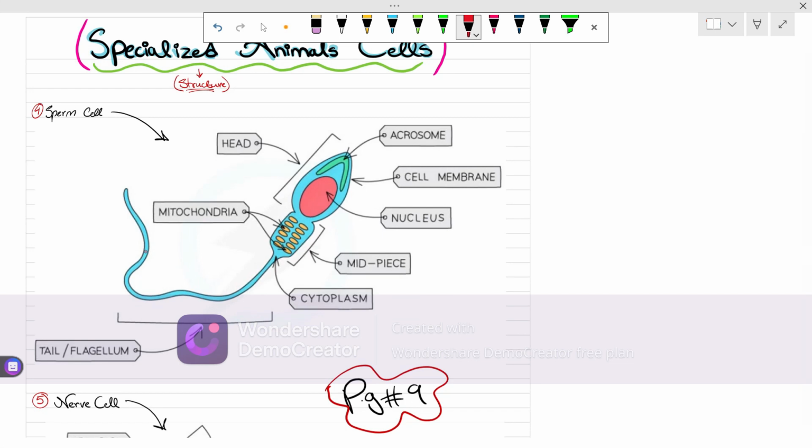The next one is the sperm cell. The first part is the acrosome. This is the part that contains digestive enzymes to penetrate the egg. This is the cell membrane, nucleus, and the midpiece is packed with mitochondria to provide energy for the cell to swim to the egg and penetrate the egg. It contains a flagellum to swim.